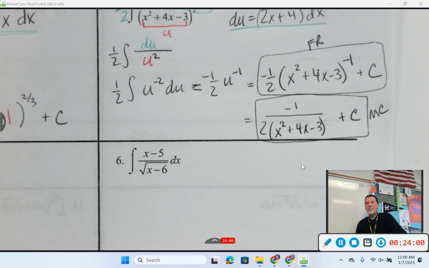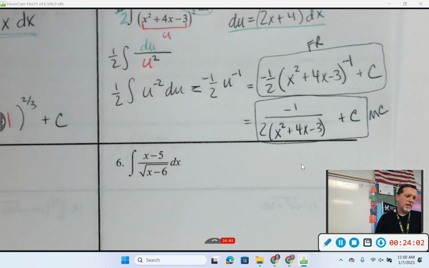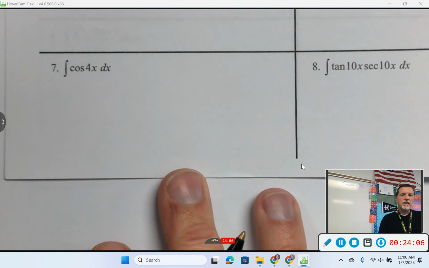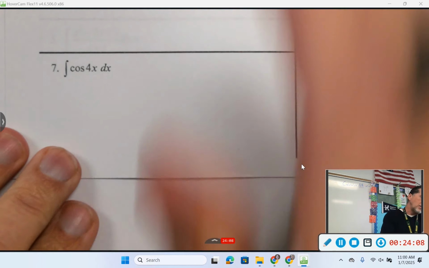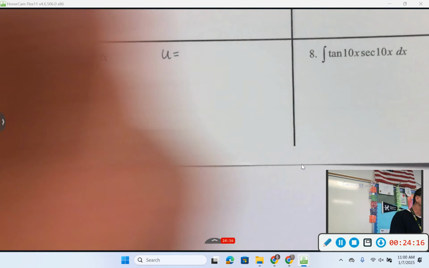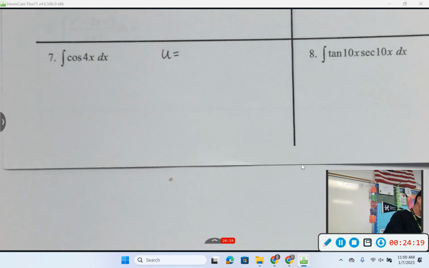All right, 5 and 6 are kind of ugly. We're going to come back to those at the end. Number 7. Oh, we've got some trig in number 7. Any thoughts on what u should be for number 7?